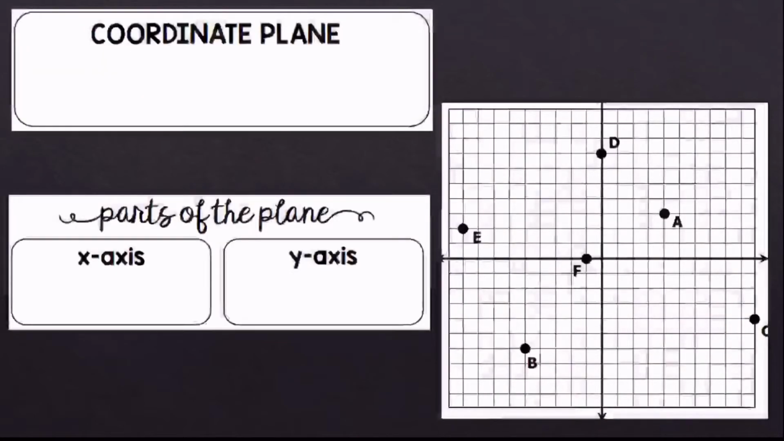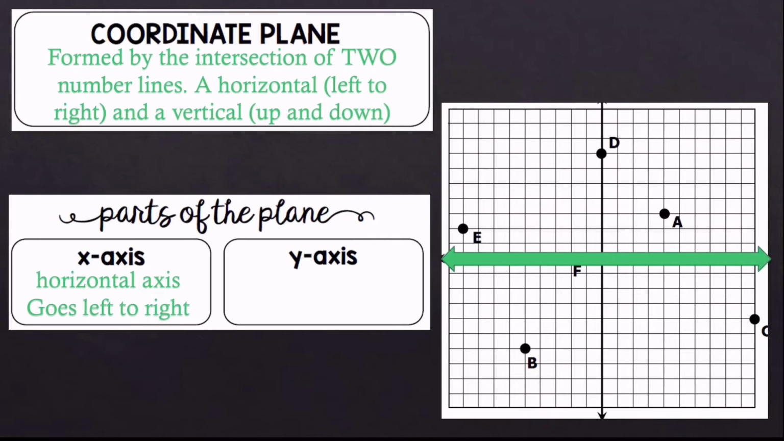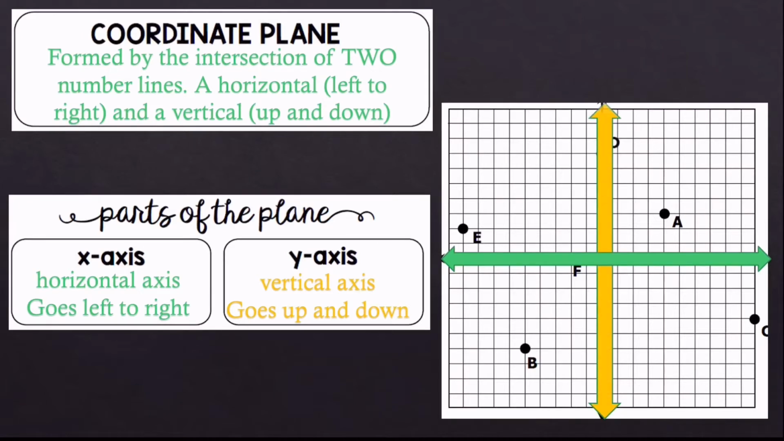Coordinate plane. Most of you have seen this. The coordinate plane is formed when two number lines intersect. I have a horizontal that goes from left to right and a vertical that goes up and down. The x-axis is the horizontal. That's the one that goes from left to right. That's my x. My y is the vertical axis, and that goes up and down.